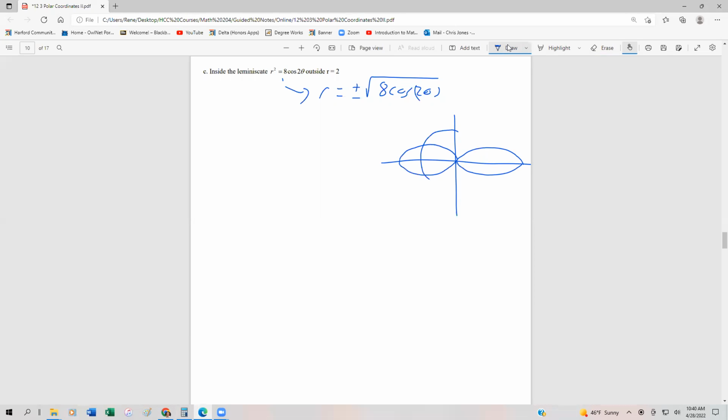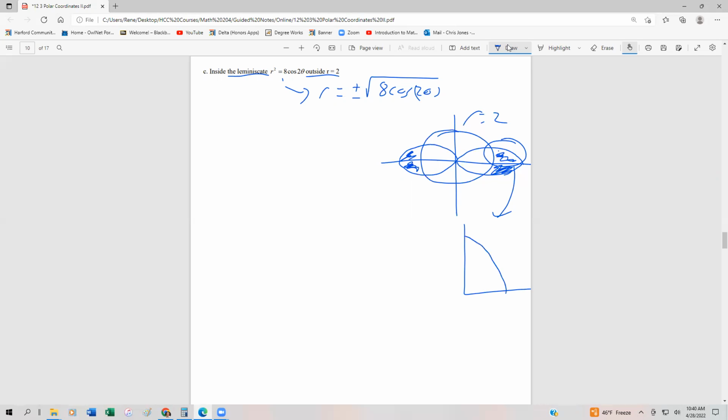And then we have a circle, which is r equals 2. And the area that we're actually looking for, again, is inside the lemniscate, but outside the circle. Okay, so this is what we're looking for. And it would probably behoove us to just look at one of these. All right, so this is quadrant 1, and we have our circle.